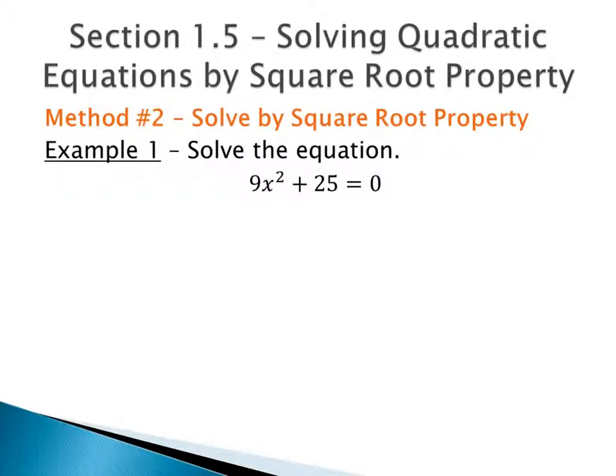In this lesson, we're going to be talking about solving quadratic equations using the square root property. So this is our second method. The first method was solving by factoring. In these examples, we won't be able to readily factor them.